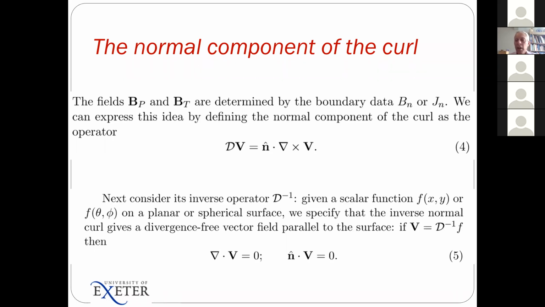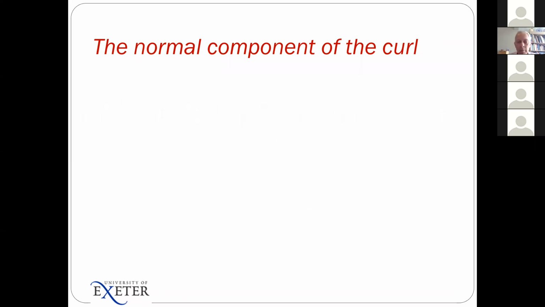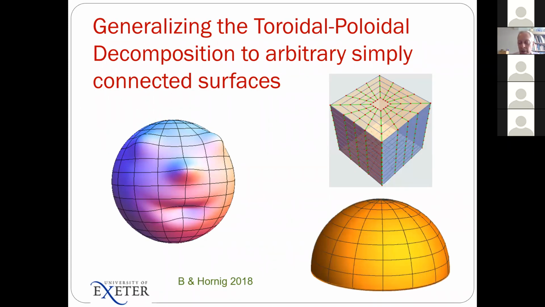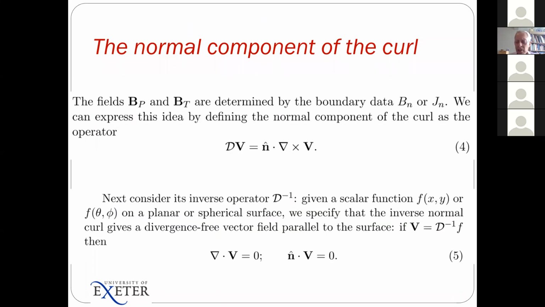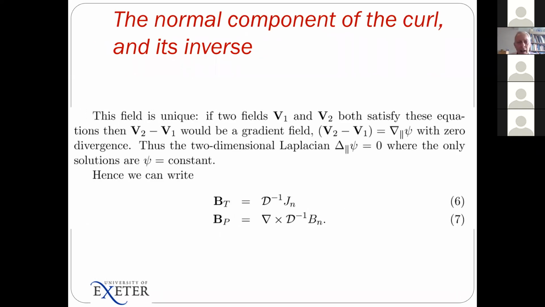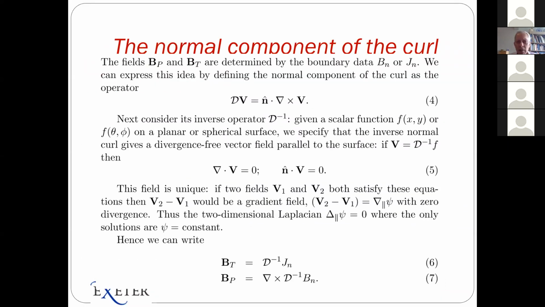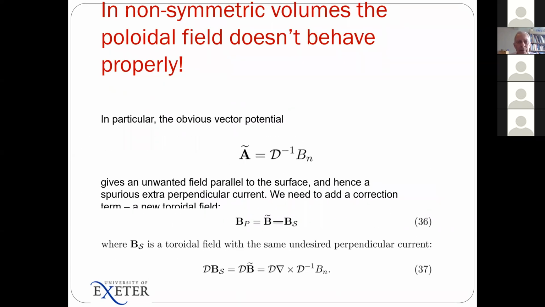And this works really great for spheres and parallel planes, a lot of nice magnetic properties. But if you go up to these other surfaces, which lack symmetry, you get into trouble. D inverse is not a very nice operator anymore. And the upshot is, I'll just skip these, you can look through them. You get an unwanted field parallel to the surface when you take this vector potential and curl it. Again, it just doesn't work very well. You get spurious extra currents.